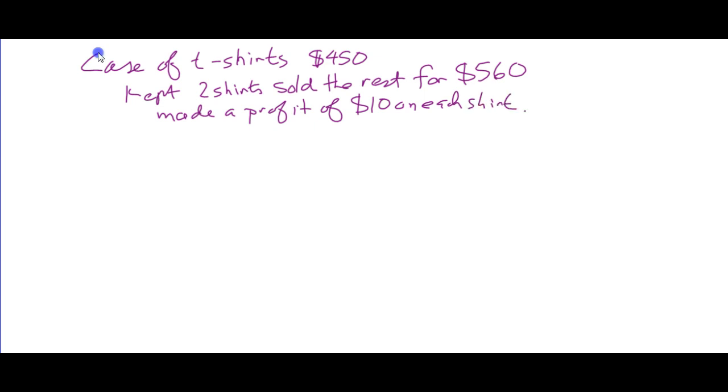So the question, I think, was how many shirts were there? Like how many shirts in the case. So that's going to be our variable. What do we want to find? So let x be the number of shirts. Now what's profit? It's the difference between what? How much you sold the shirt for minus how much it cost.